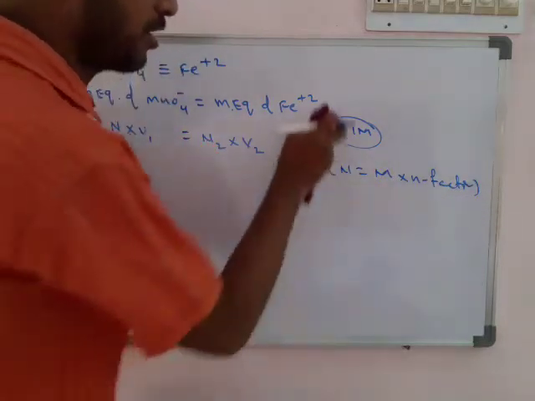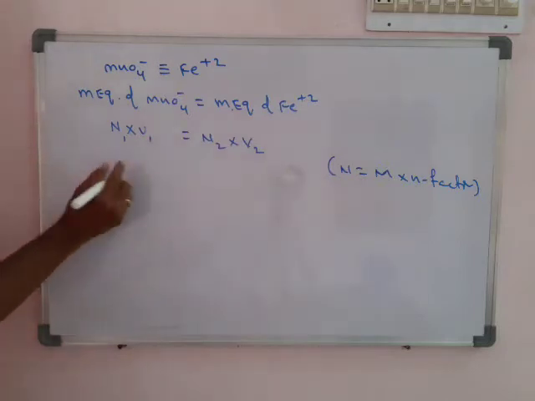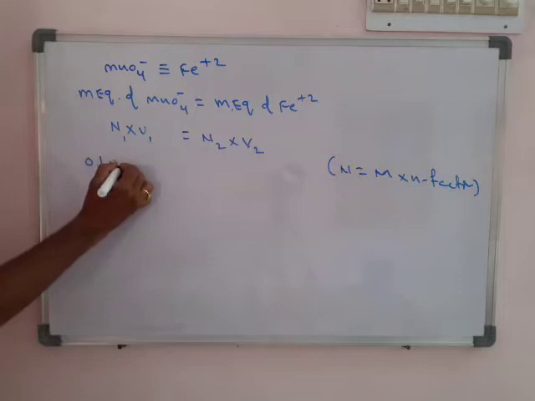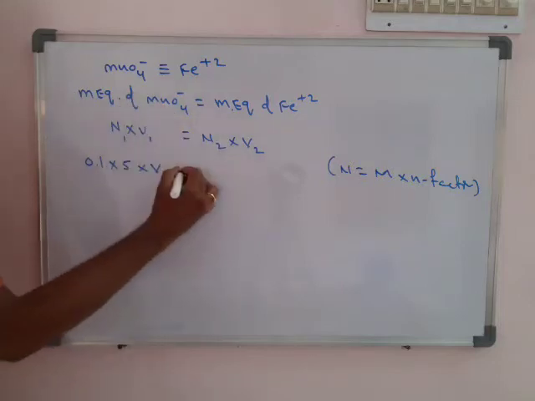So you should have a perfect idea of this relation. Since normality is not given, we use the molarity. What is the molarity? 0.1 M. What is the n factor? Already we calculated 5. What is the value? We have to find this value.